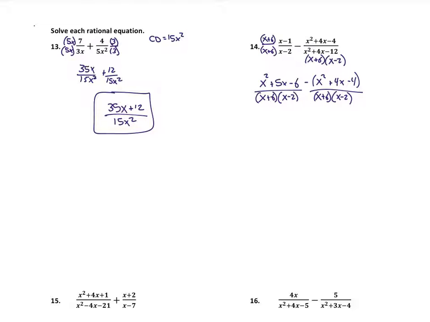Now don't forget, we're subtracting this whole term on the right, so that becomes negative x squared, negative 4x, and positive 4. So the x squareds cancel. 5x minus 4x is x. Negative 6 plus 4 is negative 2. And since x minus 2 reduces, we end up with 1 over x plus 6.